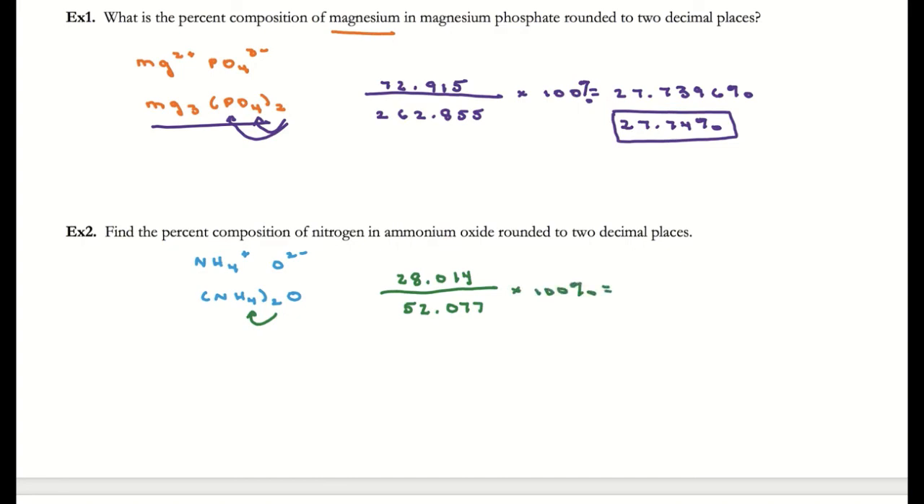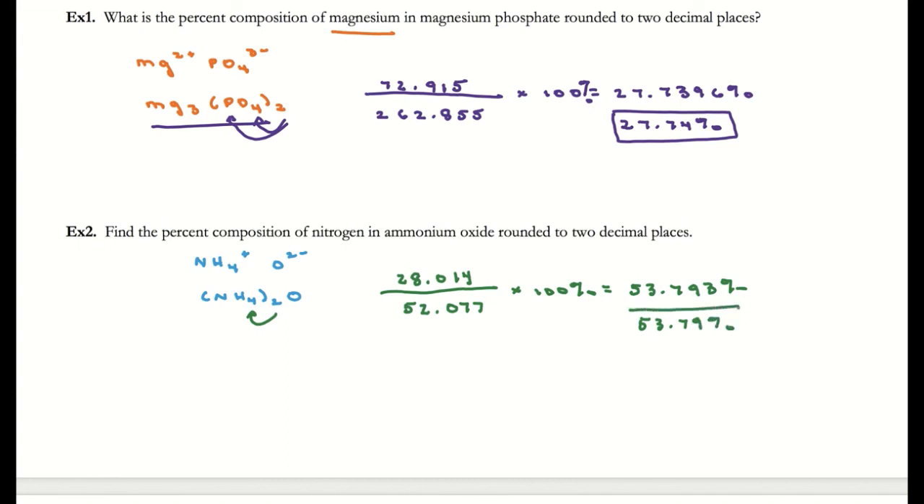I'm going to multiply this by 100%. So take 28.014, which is the molar mass of nitrogen, divided by the total molar mass of ammonium oxide, multiply by 100%, and I get 53.793%. I want to round to 2 decimal places, so this is just going to be 53.79%.